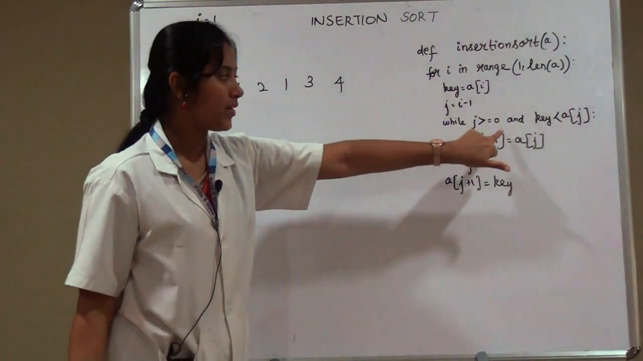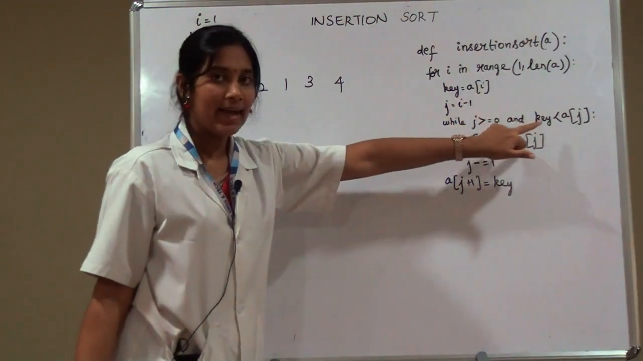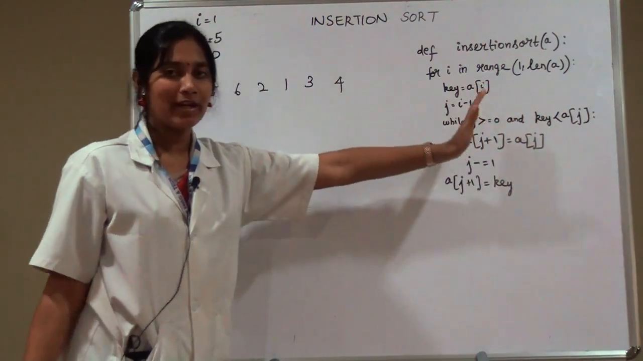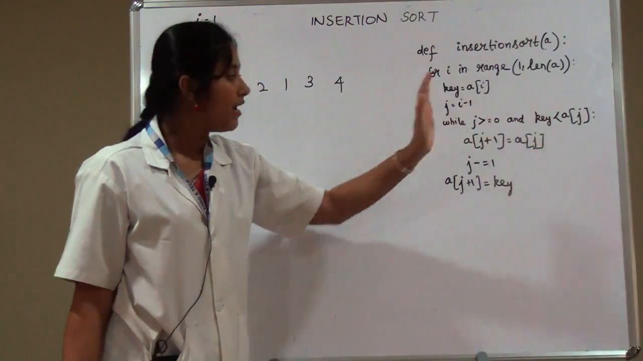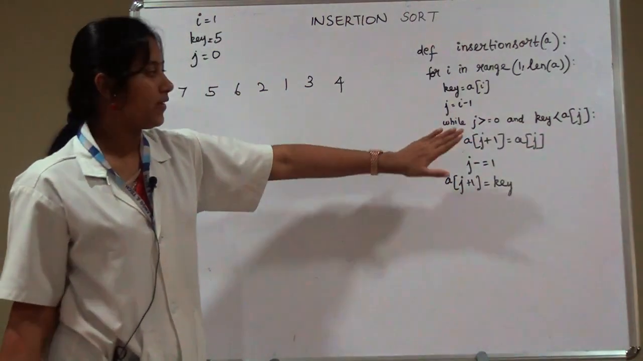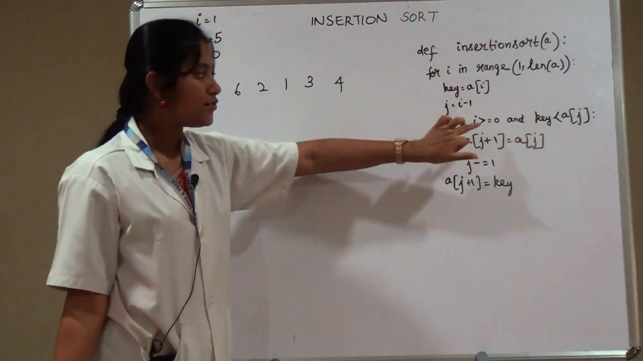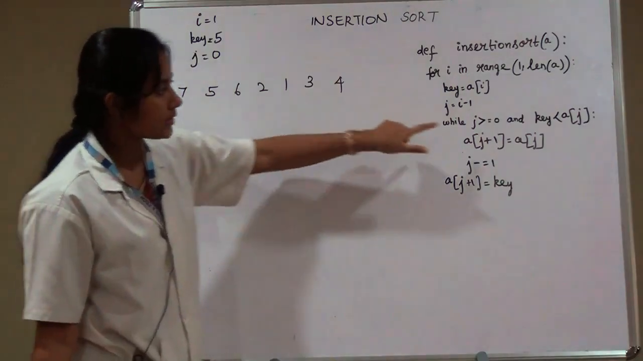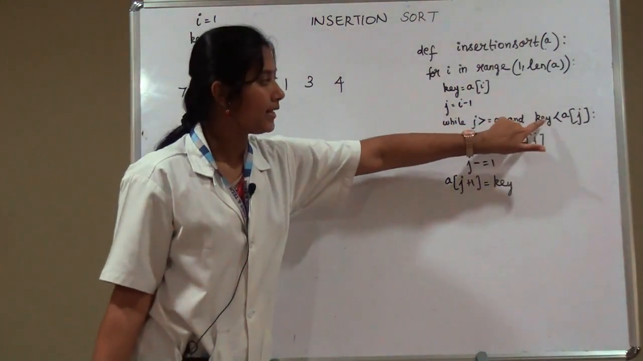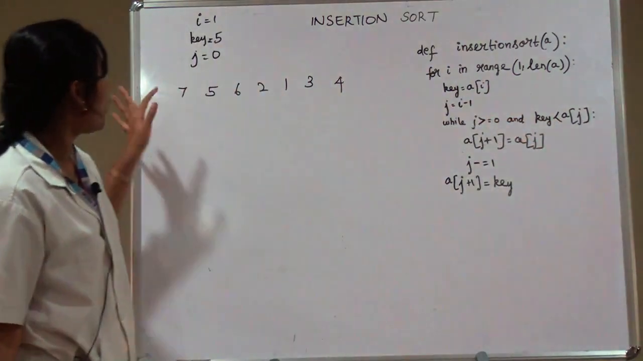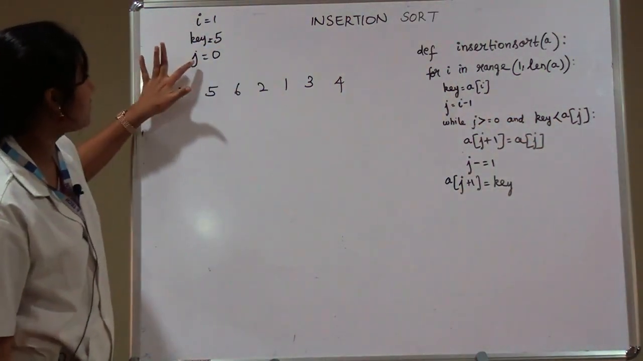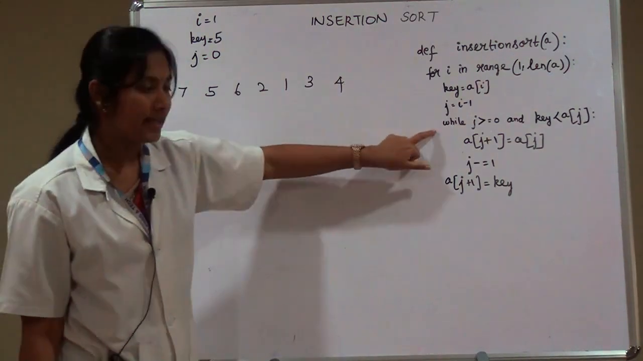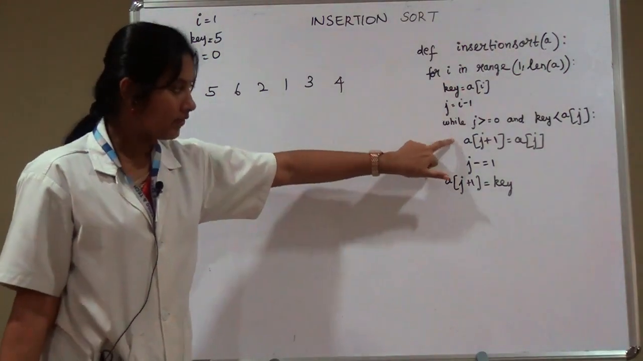Okay. These are the initial values. Now while J greater than or equal to 0 and key less than A of J. So there are two conditions with AND. So only when both these conditions are satisfied, we will enter into this loop. So we will check whether the conditions are satisfied or not. J is greater than or equal to 0. You can see that J is 0. So this condition is satisfied. After that, key is less than A of J. So what is key? 5. What is A of J? A of 0, which is 7. So 5 is less than 7. So the condition is satisfied. So it will enter into the loop.